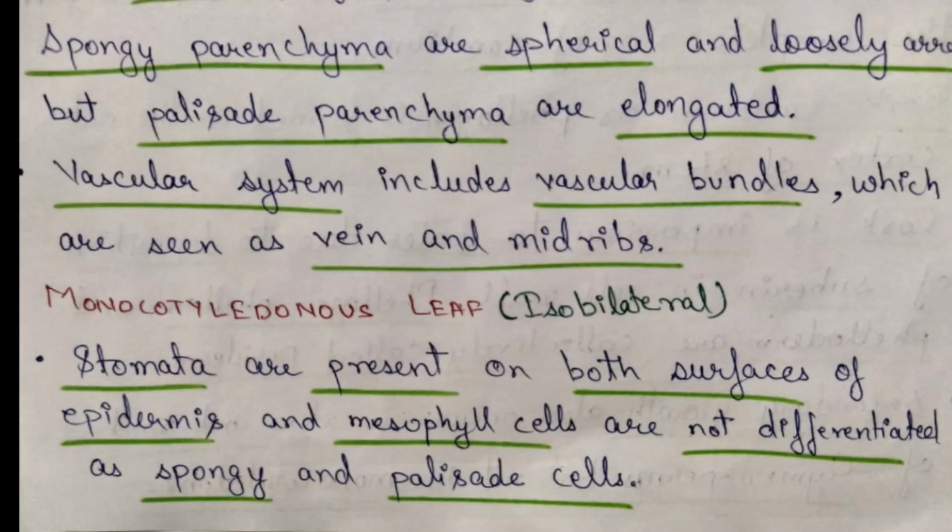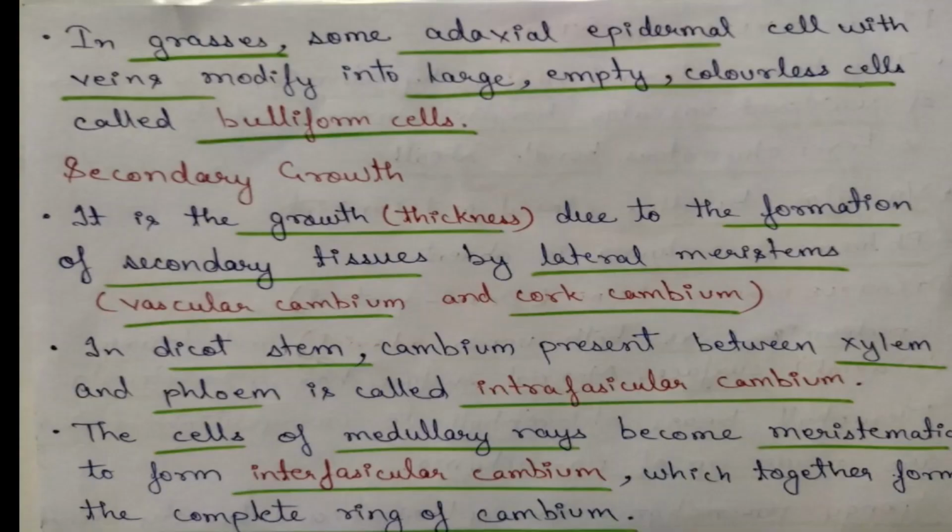Monocotyledon leaf, which is isobilateral in nature. Stomata are present on both surfaces of epidermis, and mesophyll cells are not differentiated as spongy and palisade cells. So in monocot leaf you will not see a differentiation of spongy and palisade cells as you will see in dicot leaf. Now this is a very important point. In grasses, some adaxial epidermis cells along with veins are modified into large empty colorless cells called bulliform cells. So bulliform cells are present in monocot leaf.